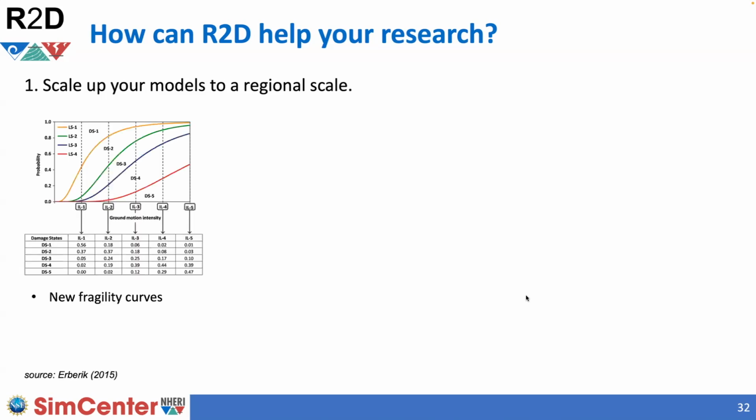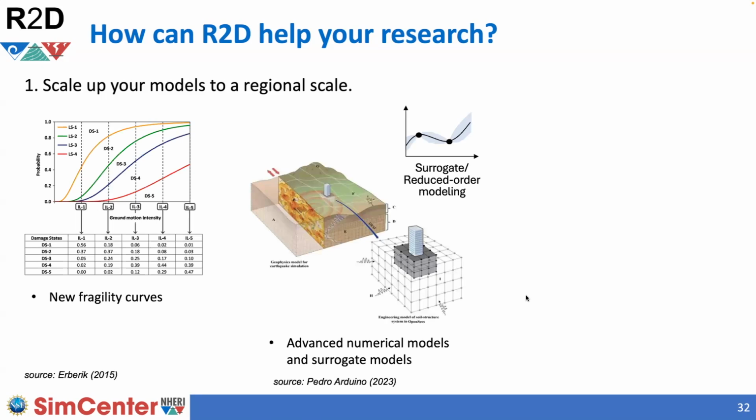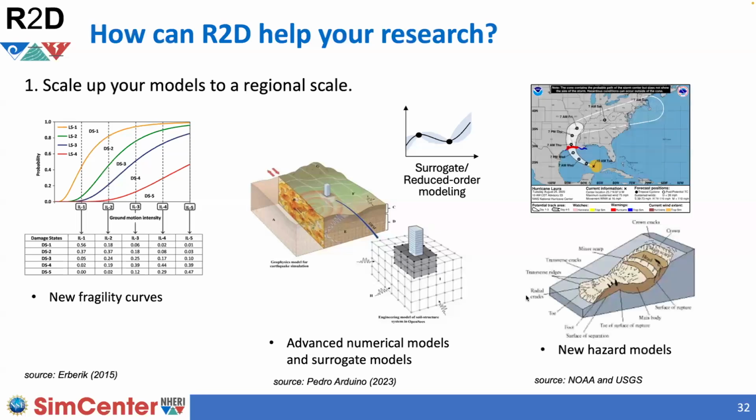In the research of many of you, perhaps you develop some new fragility curves for some sort of infrastructure, buildings, bridges, lifeline systems. And you may also develop advanced numerical models. And some of you also develop corresponding surrogate models. And some of you may develop new hazard models, estimating wind field for hurricanes, or estimating the runout resulting from landslides. So using R2D, you can really scale these models to a regional scale and study the impact of your model on a much broader community.